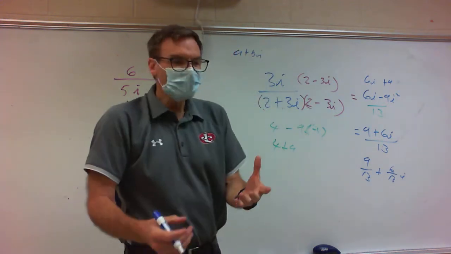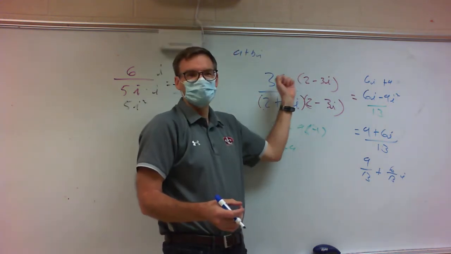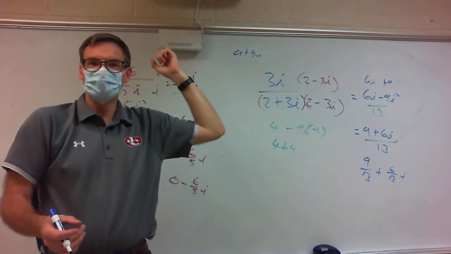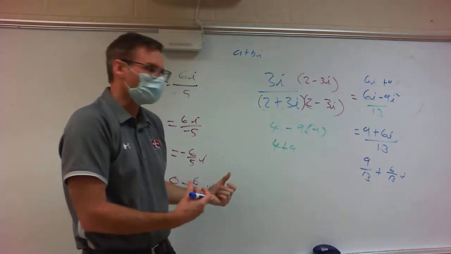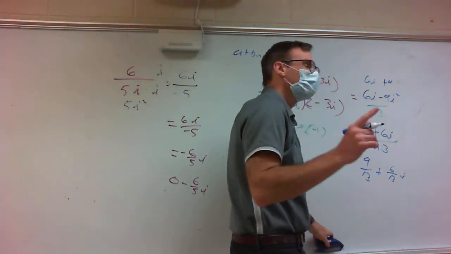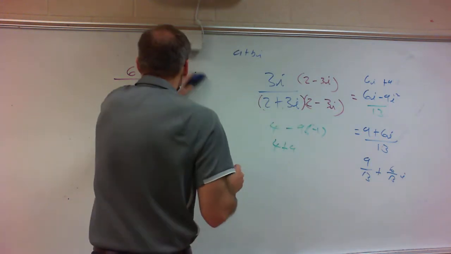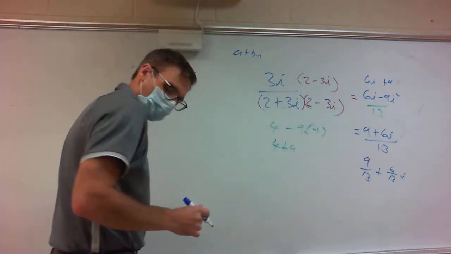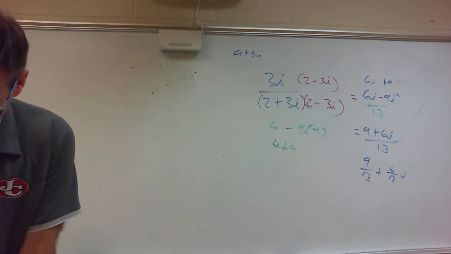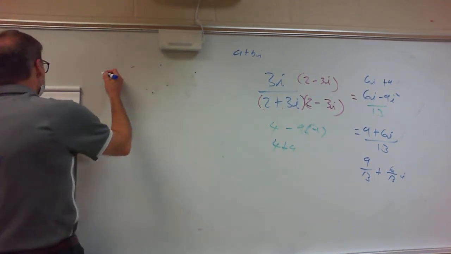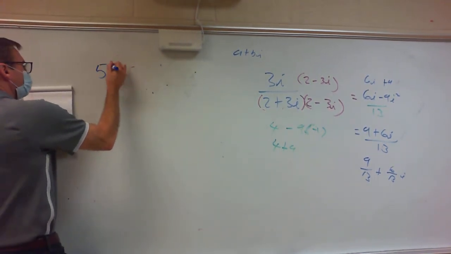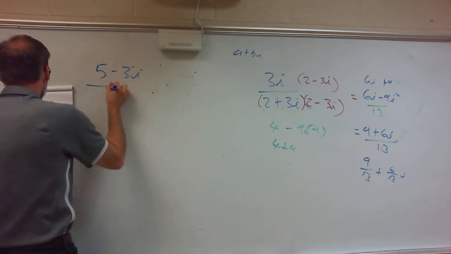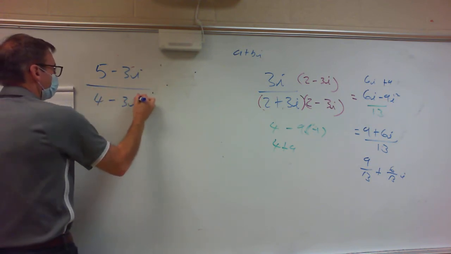And I don't know if you noticed, but the multiplication on top was the same as the multiplication I made you do before, because I wanted to make sure we knew how to do all of that. So, your turn. What if I gave you 5 minus 3i over 4 minus 3i?